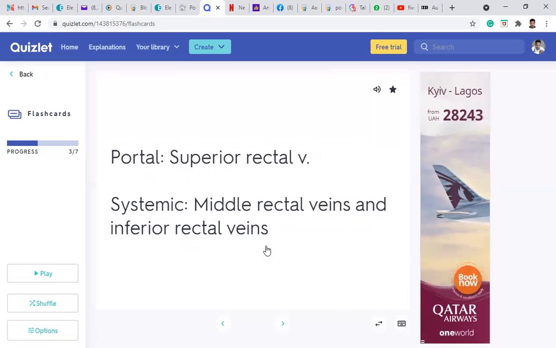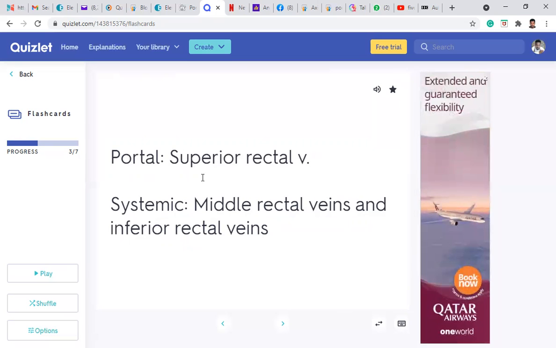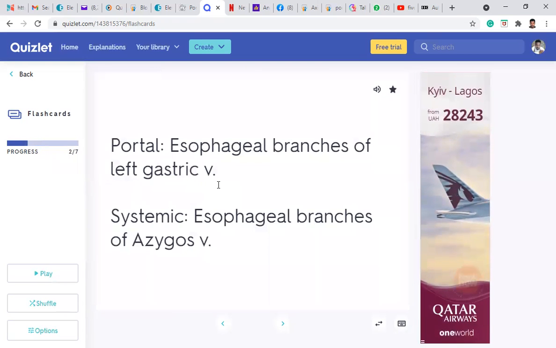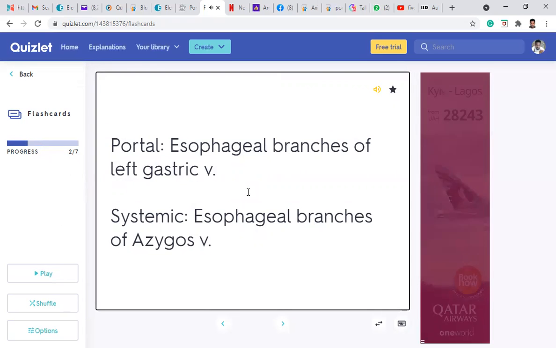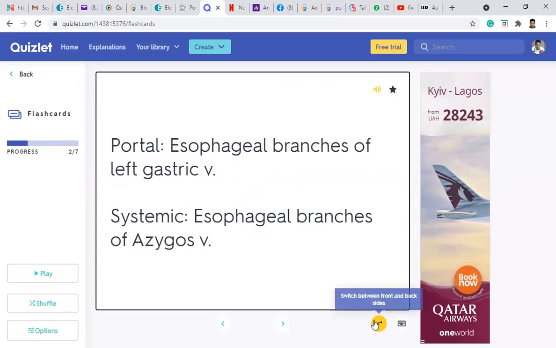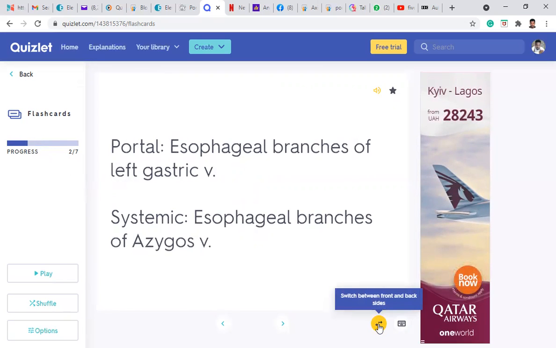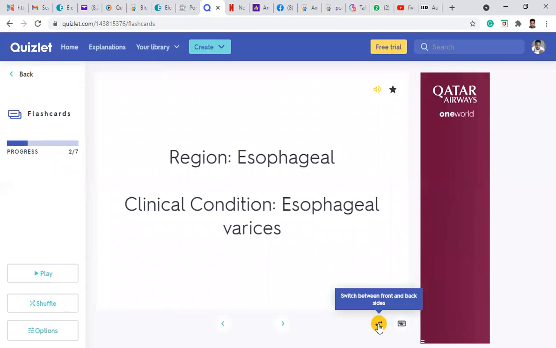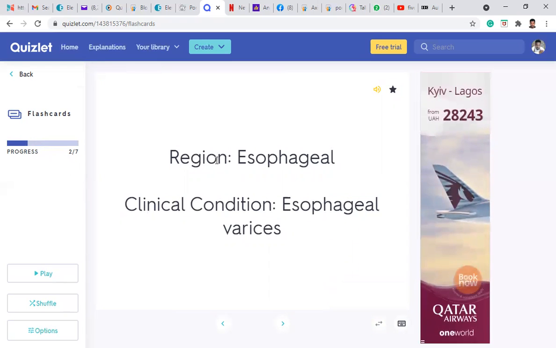Then here, the second one is... one minute. Okay, good. So the second one is the anastomosis between the superior rectal. Oh, okay, yeah. See what I was saying?